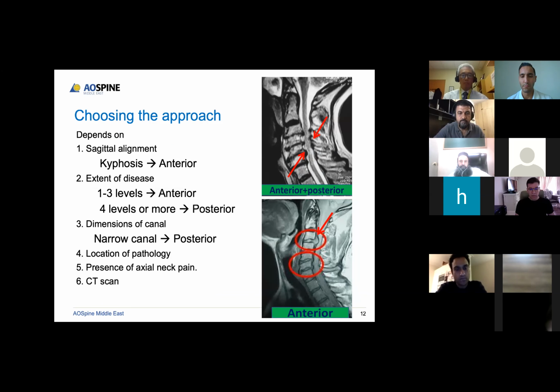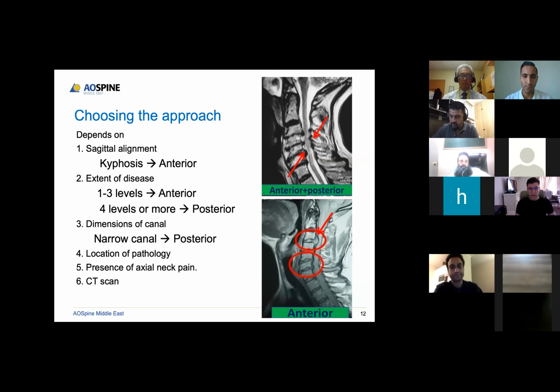personally, I would go from anterior, but this does not mean that every case of kyphosis can be tackled by any means of anterior approach. For example, if you have a case with focal kyphosis, and then you decide to do a total disc replacement, arthroplasty, this is a bad indication. So try to select which case to go on, and which approach and which procedure.